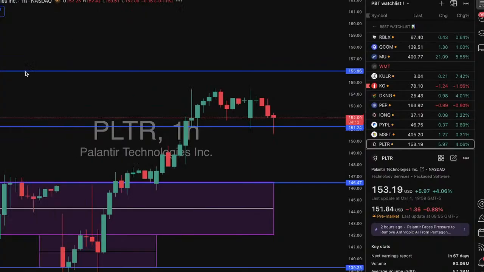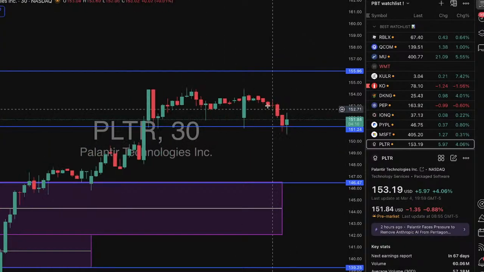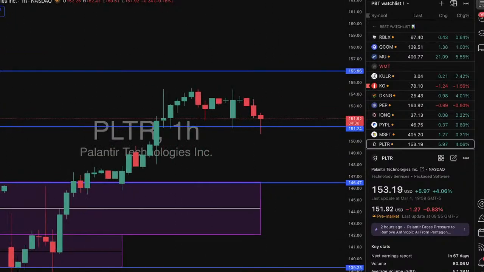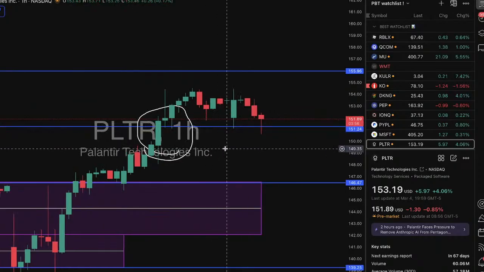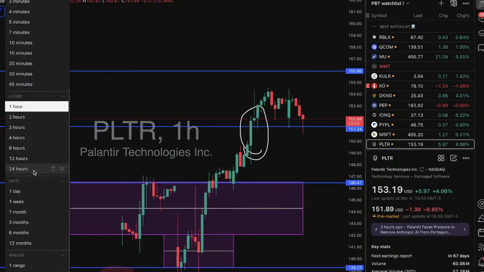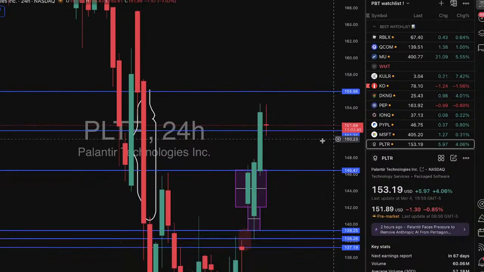The only thing that I would be careful on is we got an empty space move down. So if we end up dropping under that 151.91 and we commit to it, could see down to that 149. But still I like the upside. Hopefully we hit that full move.